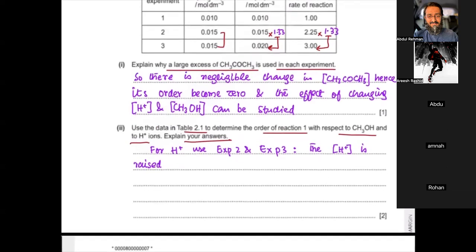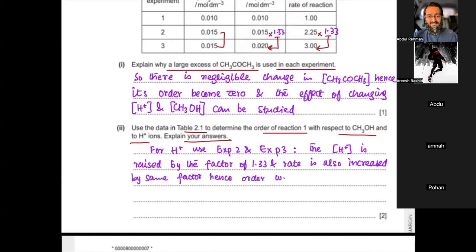So the concentration of hydrogen ion is raised by the factor of 1.33, and rate is also increased by the same factor. Hence, order with respect to hydrogen ion concentration is first. Is this clear to all of you?